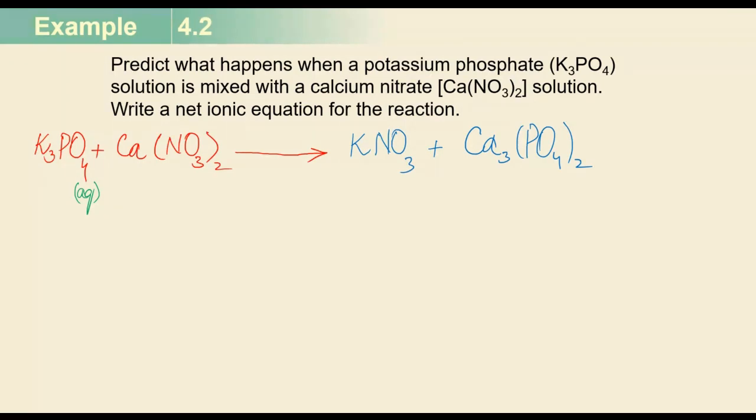If it is insoluble, what should I write? If it is insoluble, you will write S. S means solid. Yes. Okay, thank you.